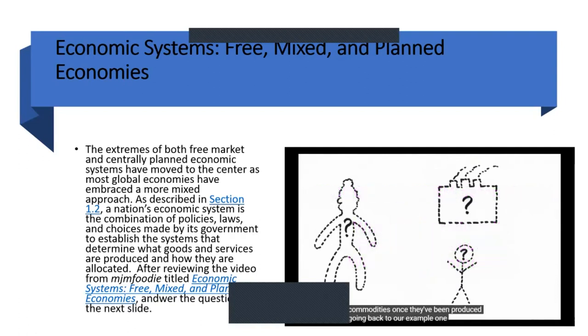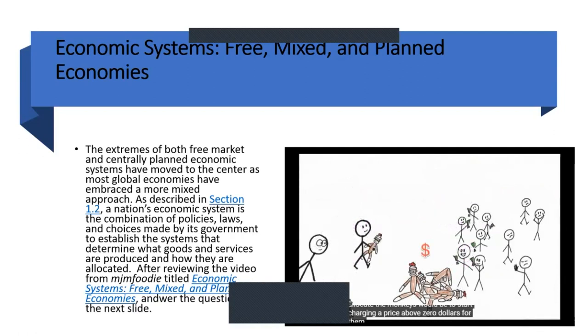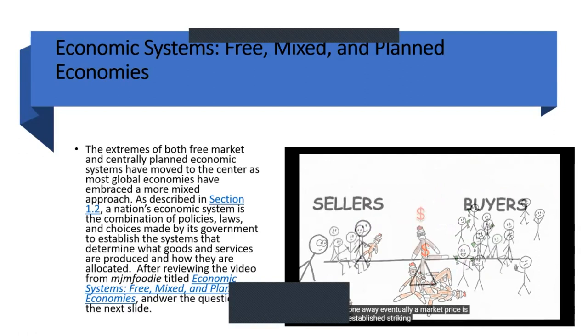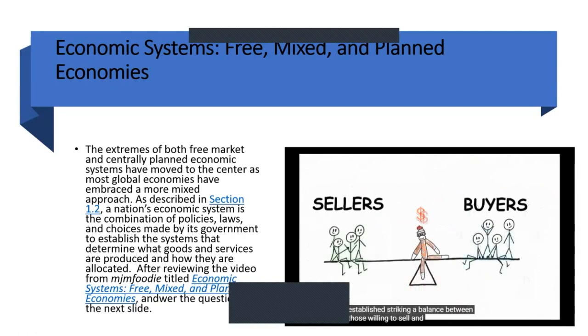Going back to our example, one way to allocate the monkeys would be to start charging a price above $0 for them. The higher price motivates sellers to produce more and drives some buyers, who are happy to take a monkey for free but aren't actually willing to pay for one, away. Eventually, a market price is established, striking a balance between those willing to sell and those willing to buy. The price tag, then, becomes the allocation mechanism, effectively selecting producers who are willing and able to sell at that price, while also effectively weeding out the buyers who are unwilling or unable to pay.